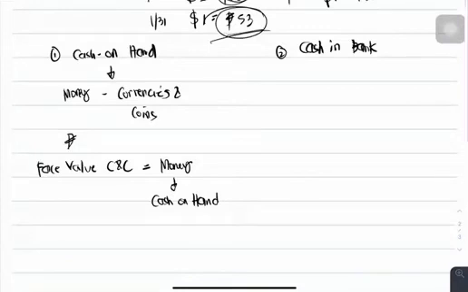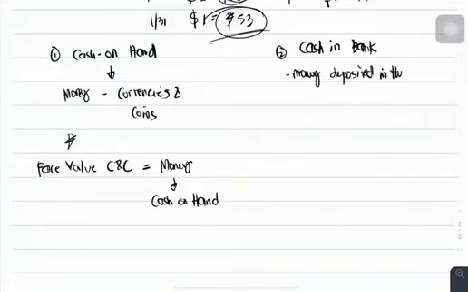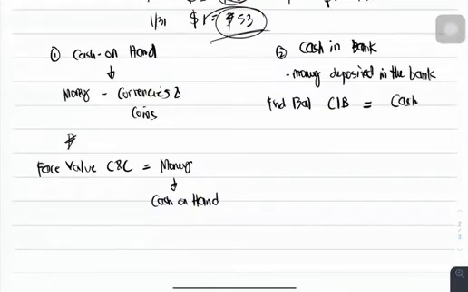So what is cash in bank? Cash in bank is money deposited in the bank. Okay, so under your cash in bank, whatever is the value or the ending balance of your cash in bank, that is the amount of your cash. However, there are certain items that you need to take note of in cash in bank.